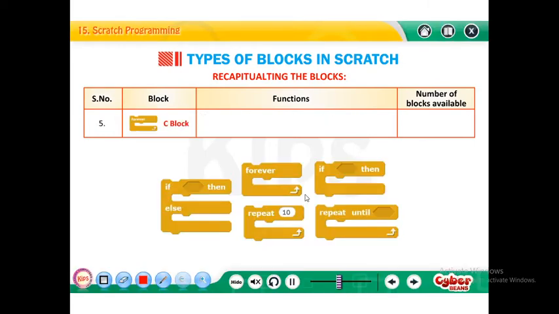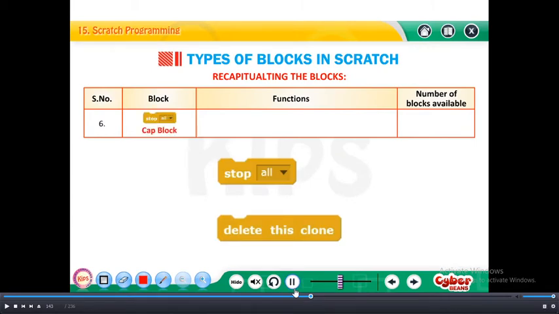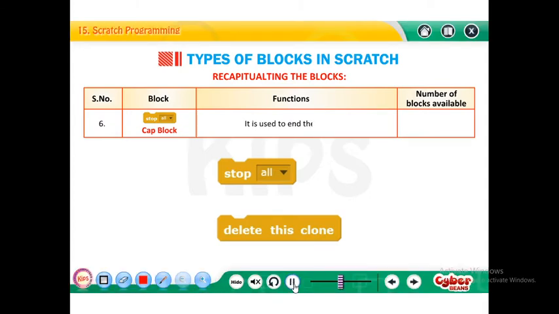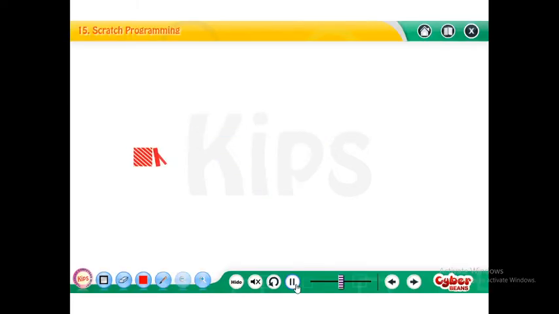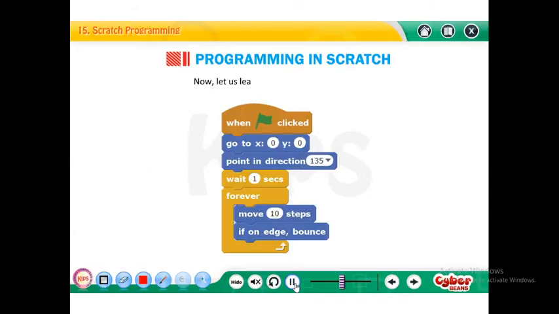Next, the C block. It is a C-shaped block, used for conditions and executing loops. A loop is nothing but repeating particular statements a number of times until some condition is satisfied. Then the cap block is used to end the script, such as stop and delete this clone. There are two types of blocks available in this category.